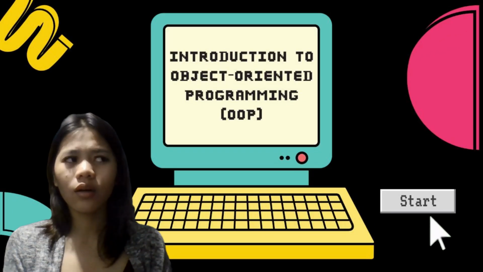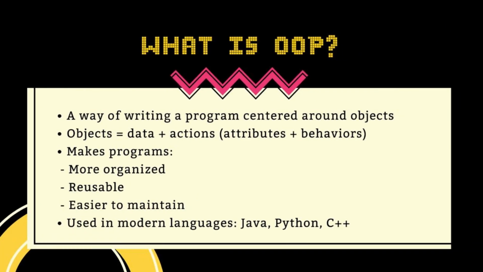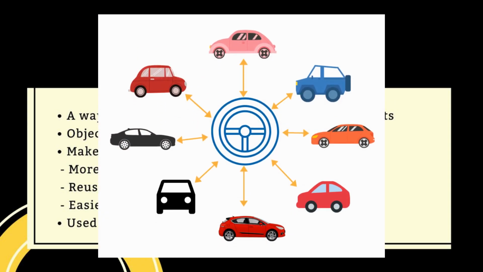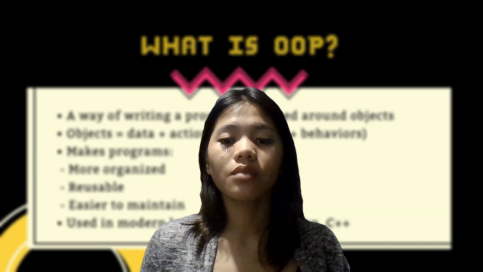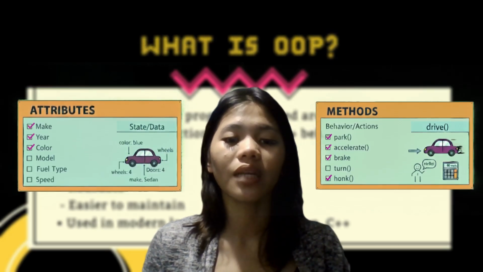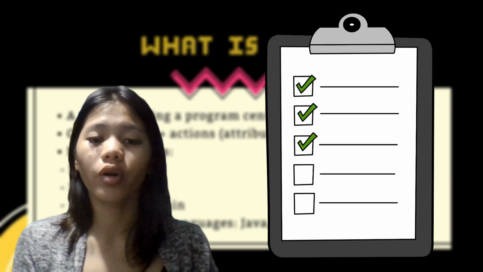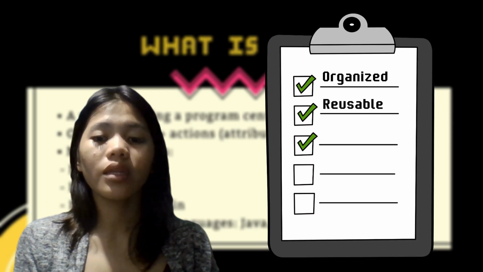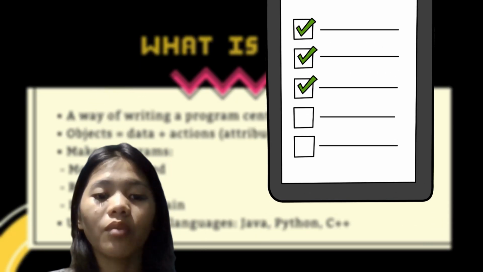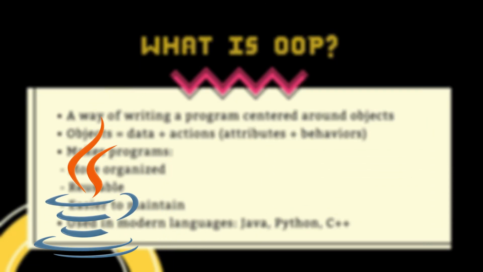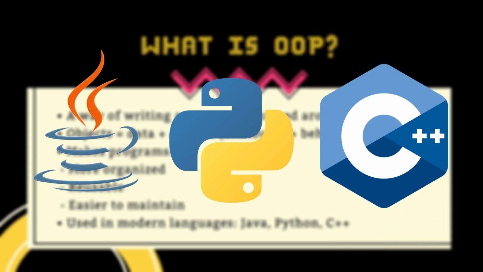Hello everyone. Today, our group will introduce you to Object-Oriented Programming, or OOP. OOP is a way of writing programs that is centered around objects, things that represent both data and the actions that can be performed on that data. It's important because it makes programs more organized, reusable, and easier to maintain. Many modern programming languages like Java, Python, and C++ are built with OOP principles.